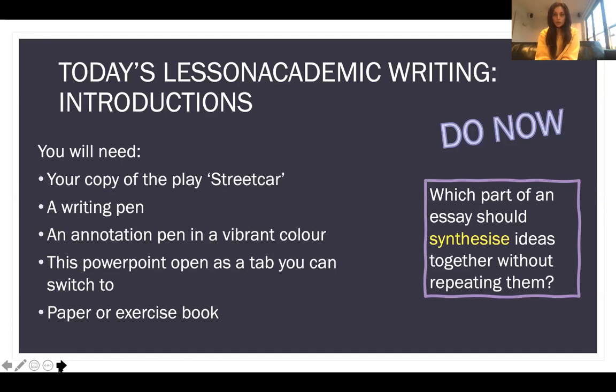I've also sent you on Show My Homework in preparation for this, a PowerPoint that has a slide on it that I'd like you to write some of your answers on, which you're going to submit. So if you can have that open on a tab, and also some paper or an exercise book that you can write on as well. If you haven't got any of those things, if you want to just pause the video and go and get yourself sorted, and then I shall move on.